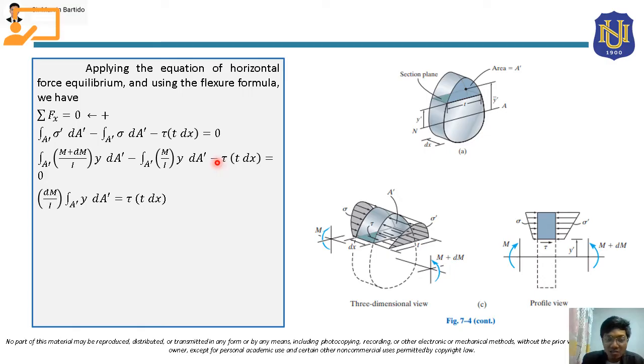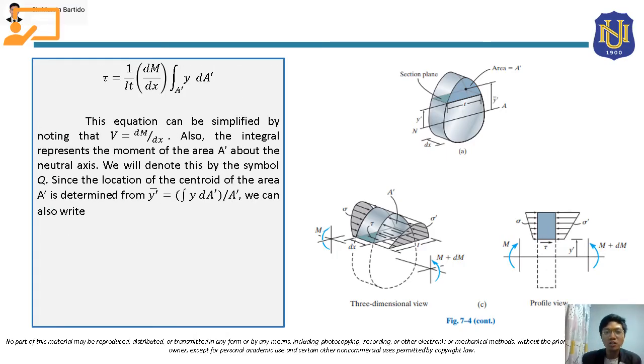And then this minus tau times t dx will be transposed to the other side, so it will become positive tau times t dx. From here, class, if you are going to solve for the shear stress tau, this t dx will just be cross multiplied, so it becomes 1 over it. This t will be cross multiplied here, and then times dM over dx, since this dx will also be cross multiplied. So this will become dM over dx times the integral of y dA prime.